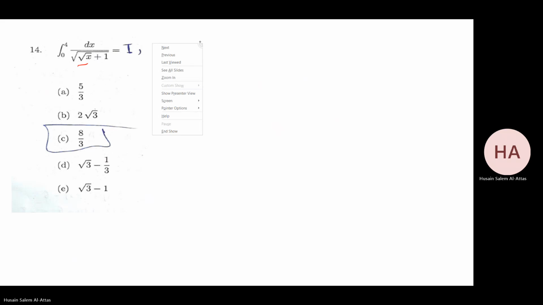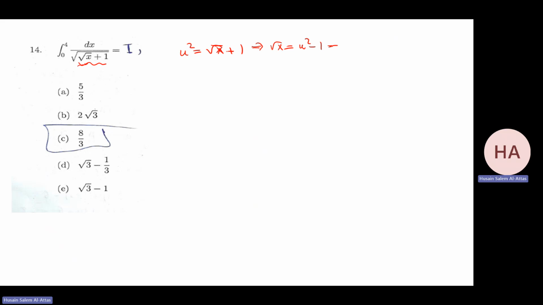Let me take this one, I take it to be u square. This way I get rid of the bigger square root. Then do the calculation. That means the square root of x is u squared minus 1. I need x, so x will be u squared minus 1 all squared. Now what will be dx? It will be 2 times u squared minus 1 times 2u du. Okay, now I plug everything in.